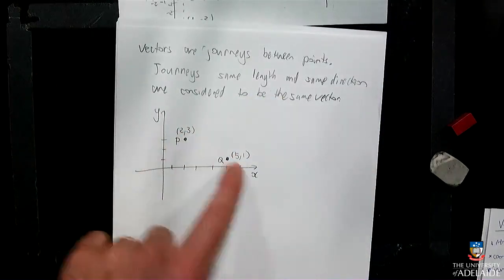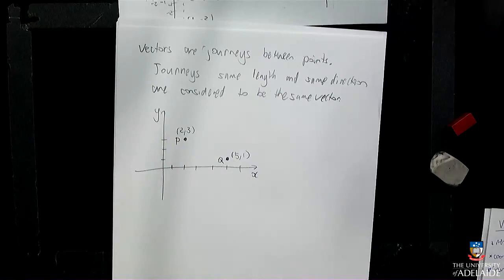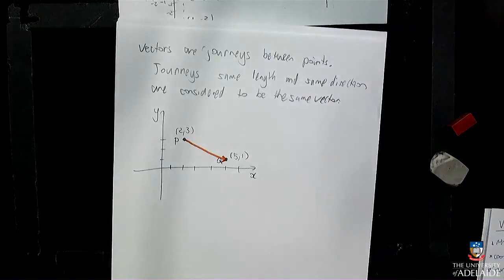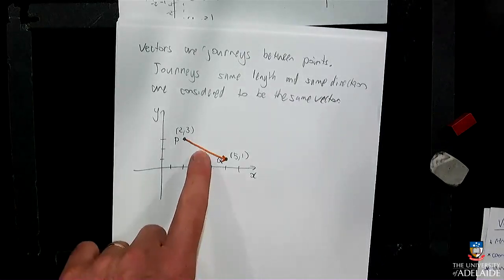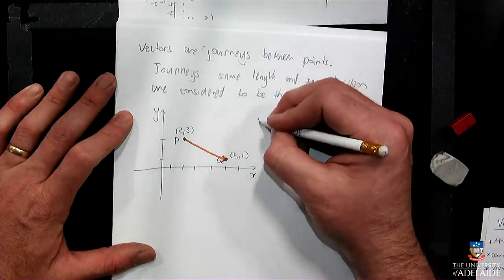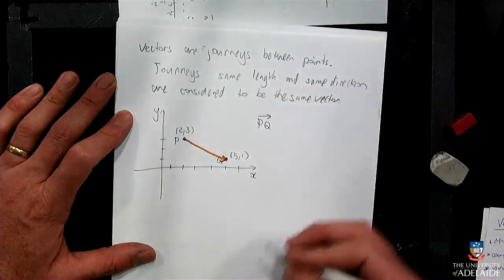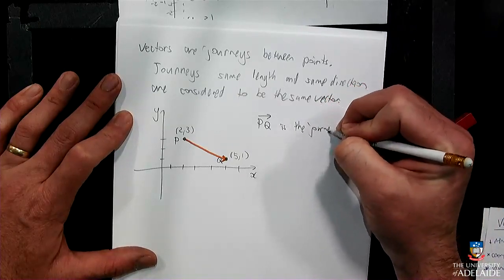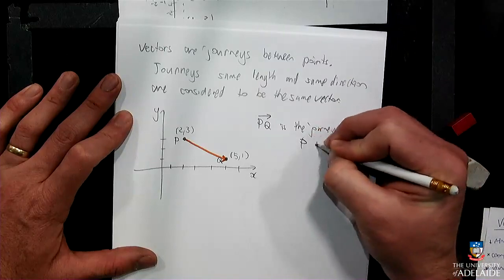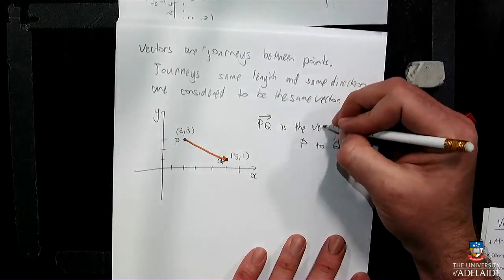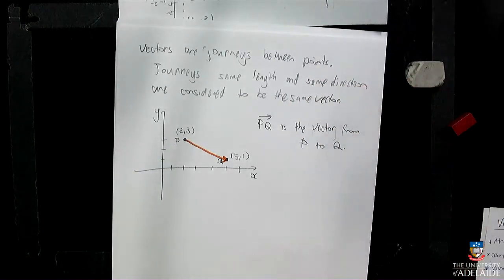The journey from P to Q, this journey here, which I will draw as an arrow with the arrowhead at Q. I don't put the arrow in the middle, I put it right at the end so that the person reading it can tell where the end of the vector is. So PQ, this is the notation, is the journey from P to Q, or if you like, the vector, because that's our new terminology. So it starts at P and it ends at Q.